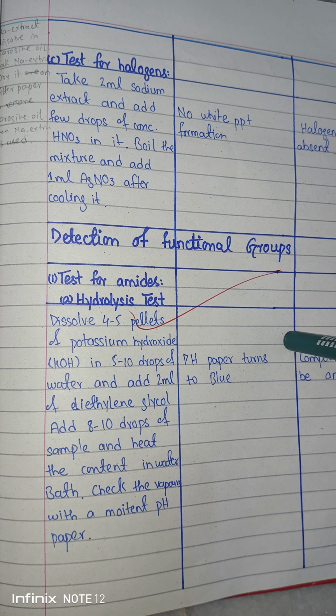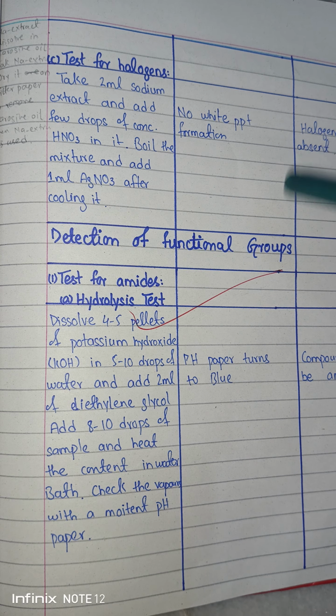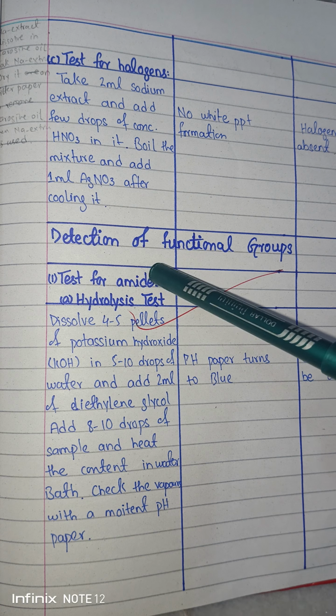Now we are going to perform some tests for the detection of functional groups, that what the functional group is present in it. First, we will perform some tests for the amides.